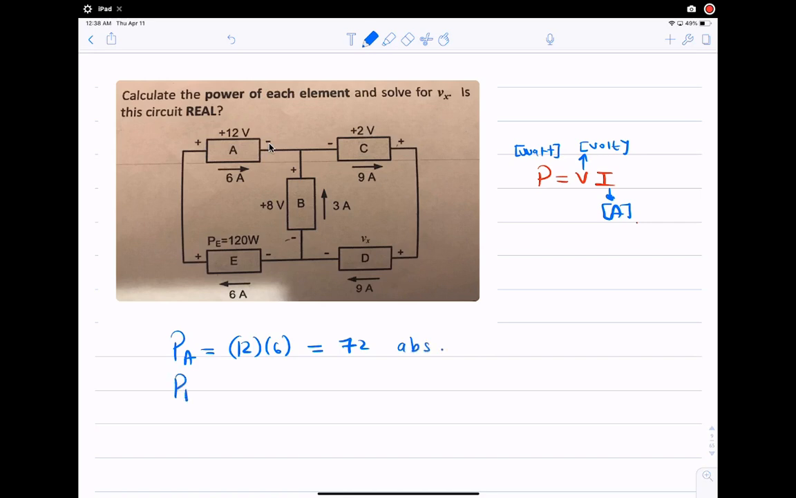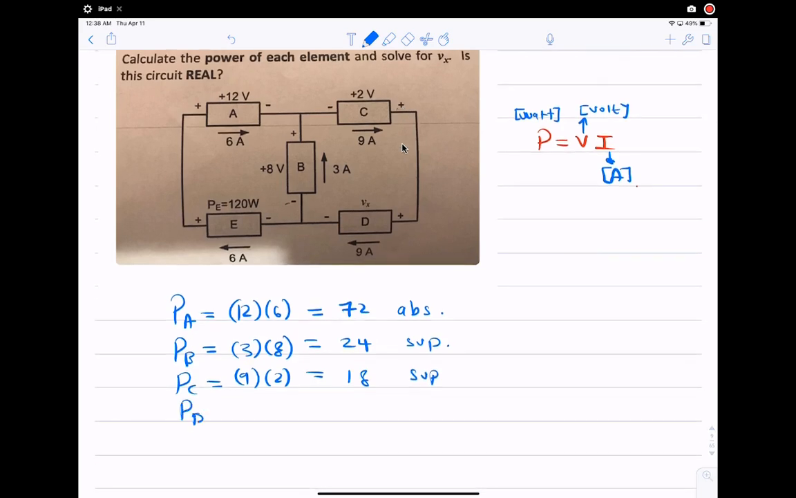Okay, power at B. Power at B, 3 times 8, which is 24, right? And I'm moving from a negative, from a low to a high, that means I'm supplying power. Power at C, 9 times 2, right? The current times the voltage, and I'm supplying because I'm moving from a low to a high, so it's 18 and supply.